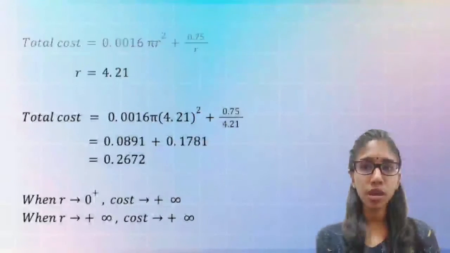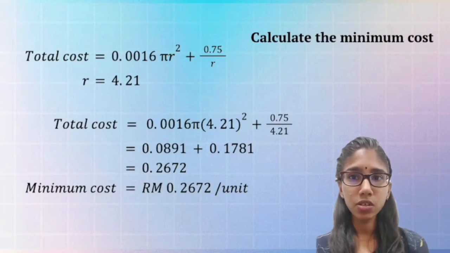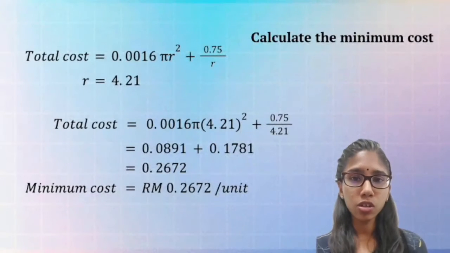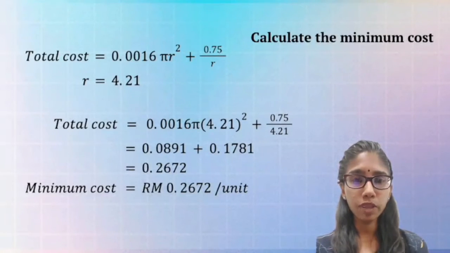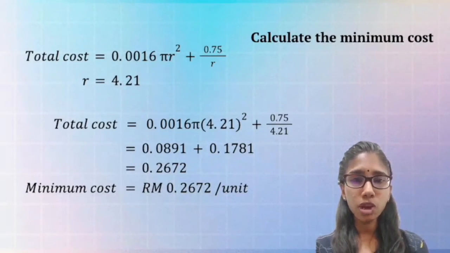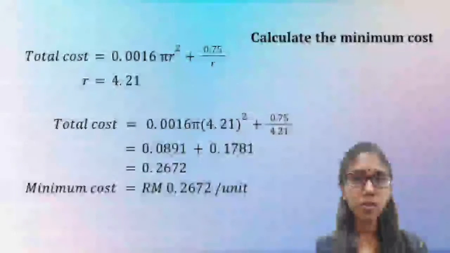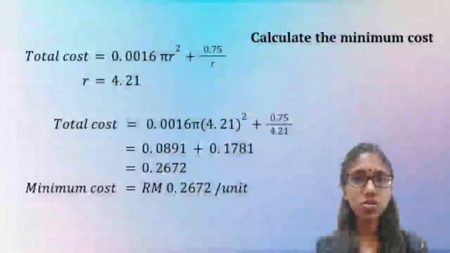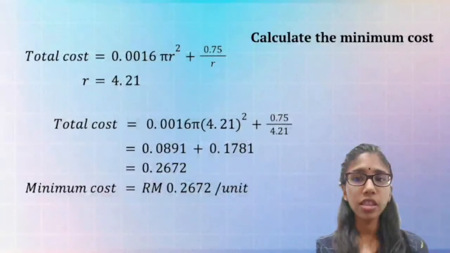Total cost is equal to 0.0016 pi r squared plus 0.75 divided by r, with r equal to 4.21. Total cost is 0.0016 pi (4.21 squared) plus 0.75 divided by 4.21. It equals 0.089 plus 0.1781, which equals 0.2672. And the minimum cost is equal to Rm 0.2672.